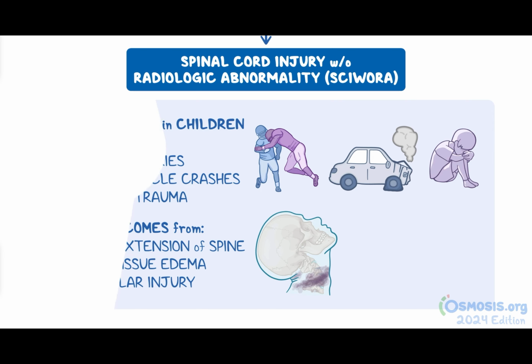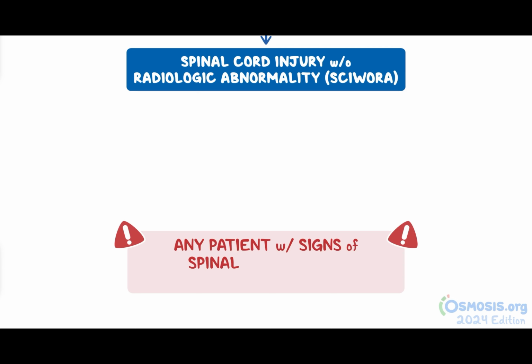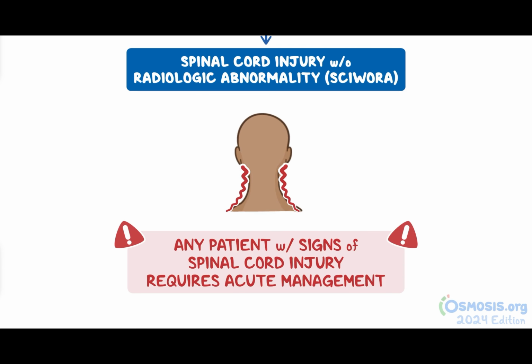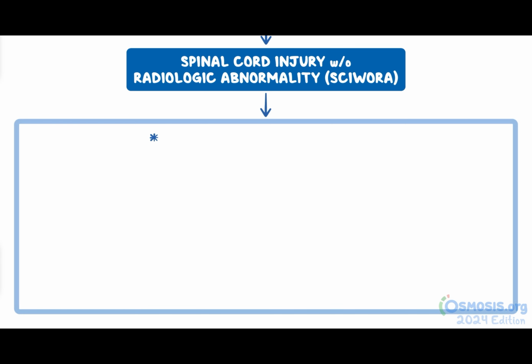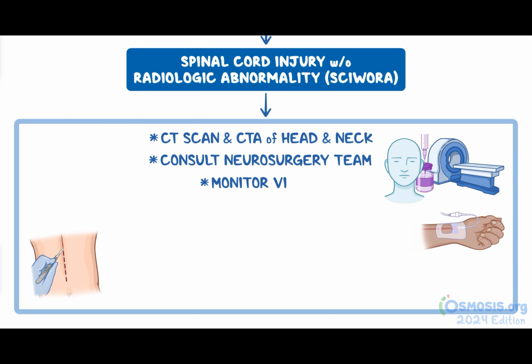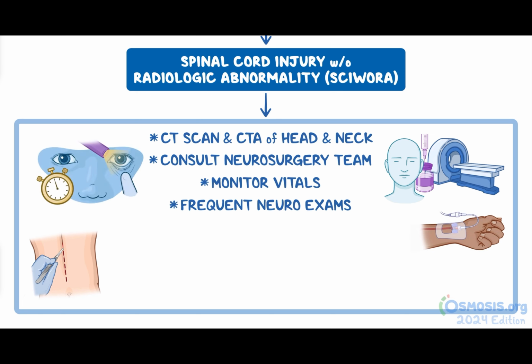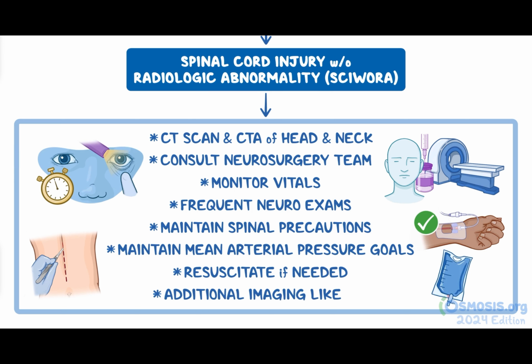Even though there might not be radiologic evidence of a fracture, any patient with signs of spinal cord injury requires acute management. As before, you should get additional imaging like CT of the head and CTA of the head and neck, consult the neurosurgery team, monitor vitals, perform frequent neuro exams, maintain spinal precautions, maintain mean arterial pressure goals, resuscitate if needed, and consider additional imaging like MRI.